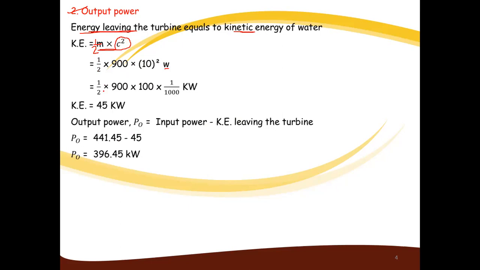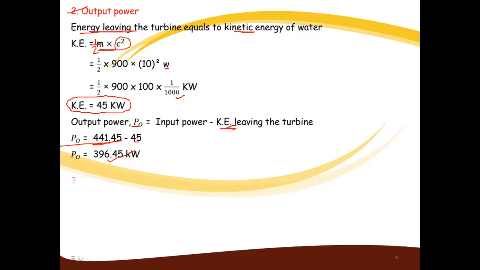Now we have to convert this watt into kilowatt, so we divide by 1000, or we can say multiply by 10 raised to minus 3. So the kinetic energy leaving comes out to be 45 kilowatt. Now output power is nothing but the input power minus the kinetic energy, that is the energy loss. So input power is 441, energy loss is 45, so your output power is 396.45 kilowatt.